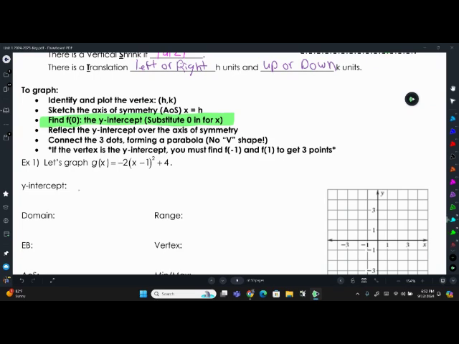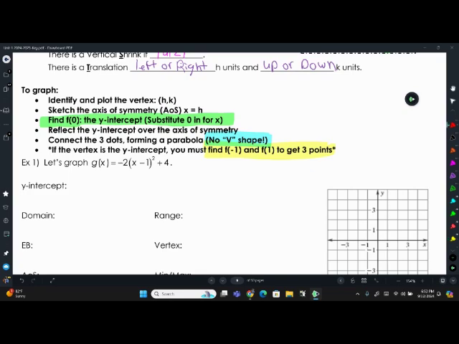I know with 3 dots it's going to be very easy to want to draw a V, but we aren't doing that for this one. For quadratics, we need a U shape. Now, if the vertex is also the y-intercept, then we have to do a different point, f of -1 or +1. That will give us our 3 points.